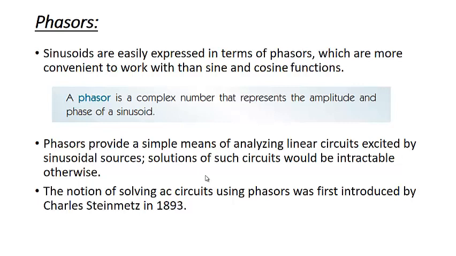A phasor is a complex number that represents the amplitude and the phase of a sinusoid. It only takes two things from the sinusoid, that is phase and amplitude. It forgets about the frequency and the time period. So when you use the phasors, or when you compare two phasors, the prime requisite is that they have the same frequency.